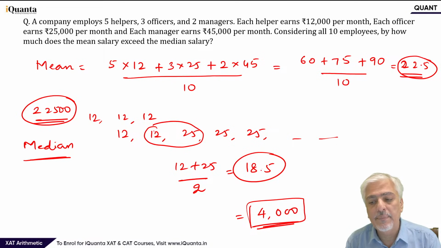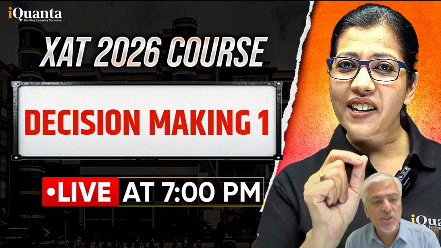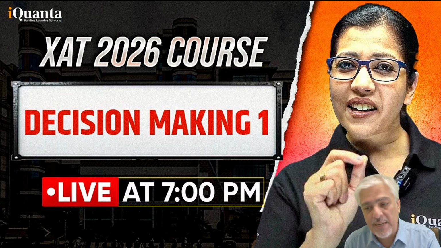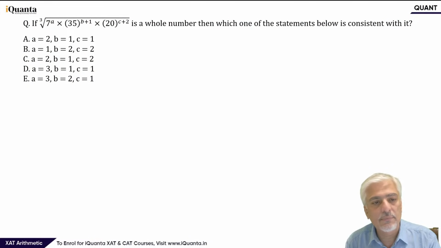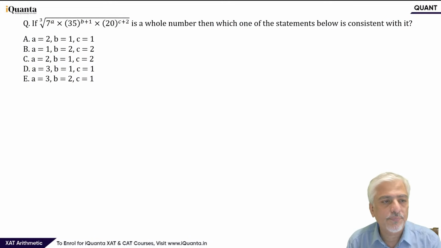Any doubts, anybody? Okay, let's go to the third question. Decision making, we have the class as usual. As I've been saying last time also, decision making will be your make and break section. How long will the season be?